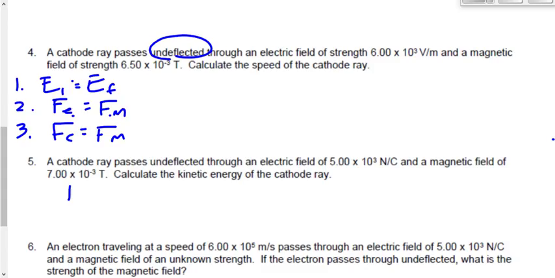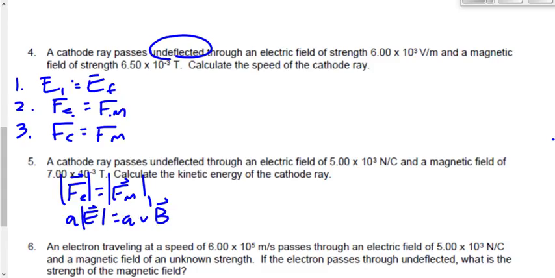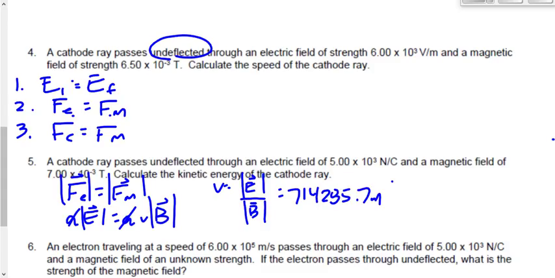So let's say for this one, Fe equals Fm. Let's say qE equals qvB, the electric force equals the magnetic force, and we'll solve for v here. We get the value of E and B. We solve for v there. We end up getting a speed of 714,285.7 meters per second. But I'm not done with that. What do I got to do now?